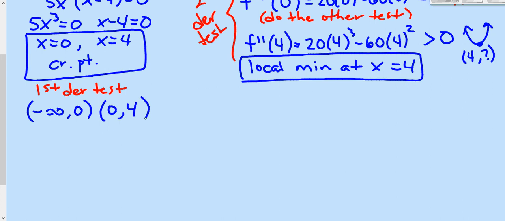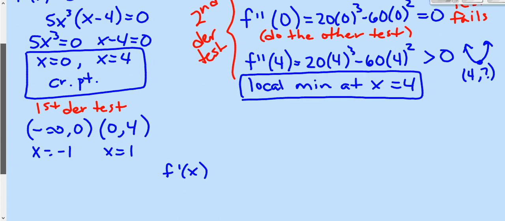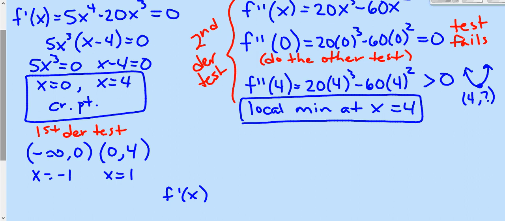Let's pick a number in the interval. Let's test x equals -1. Let's test x equals 1. And we're testing those into the first derivative. And so when we take -1 and we plug it into the first derivative, here's a factored form of the first derivative. 5x cubed would be negative. -1 minus 4 would be negative. Negative times negative would be positive. Let's plug in 1. 5 times 1 would be positive, and then 1 minus 4 would be negative. Positive times negative would be negative.